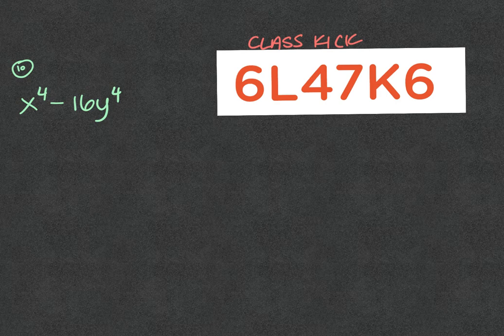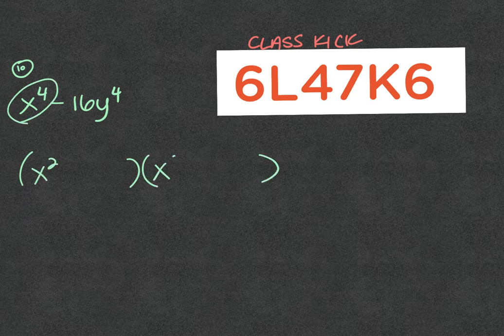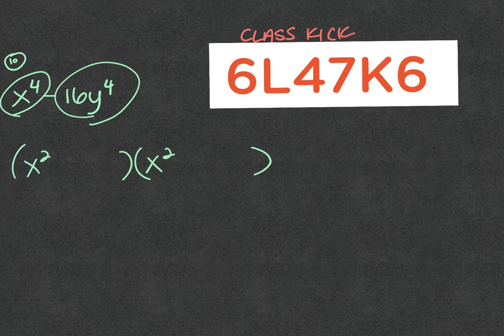To factor the difference of two squares, first of all, I would also see if I could take something out, which you can't. I'm going to square root the first term. So the square root of x to the fourth would be x squared and x squared. I'm going to square root the second term. So it would be 4y squared and 4y squared. One gets a plus and one gets a minus.